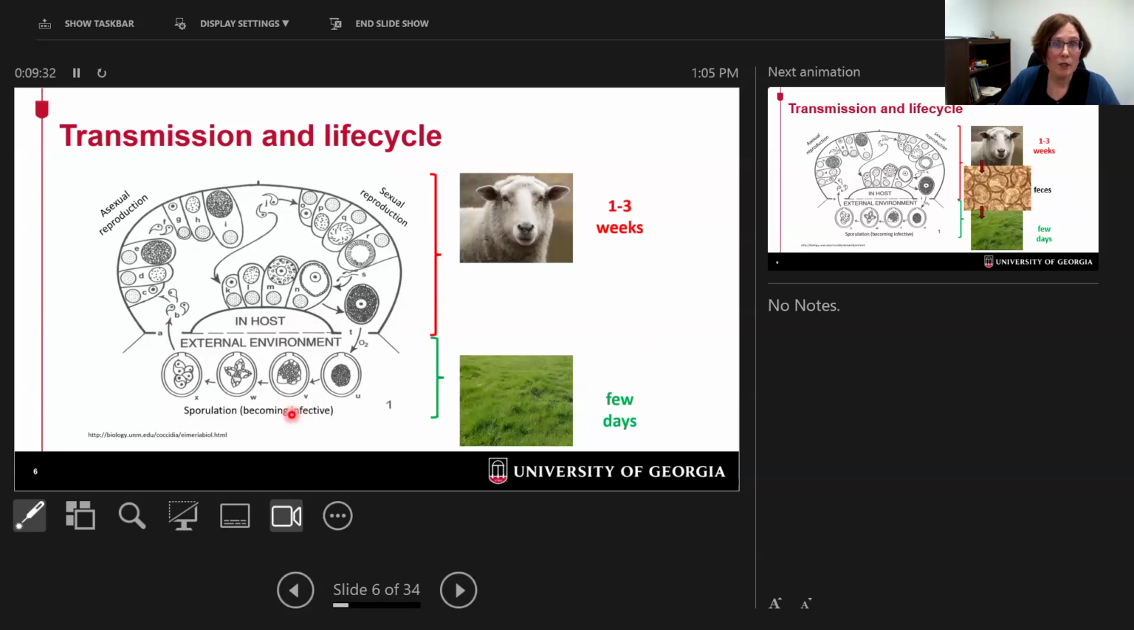So we will not go into all details, but I would like to give you a general idea how the parasite life cycle works. Essentially the infection happens with those so-called oocysts, which are like worm eggs, if you will, that are tiny, and they will be ingested. So the animal eats the parasites as a contaminant.